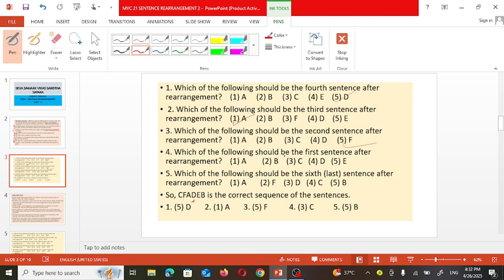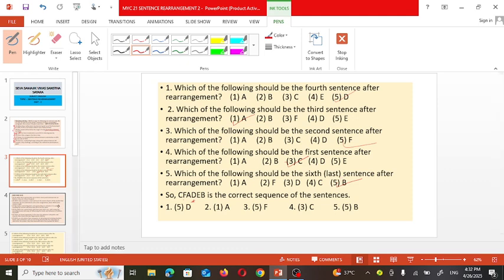Which of the following should be the first sentence after rearrangement? After rearrangement, the first sentence will be C. So C means third option. And here, which of the following should be the sixth or the last sentence? The last sentence will be B. So B option is given for number 5. So the answers will be like this: 5, 1, 5, 3, 5.